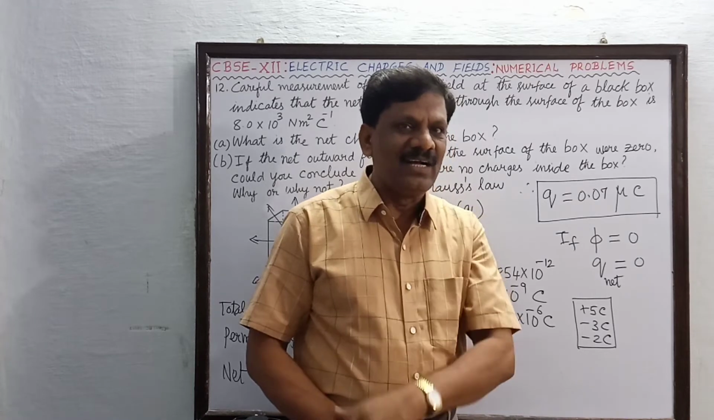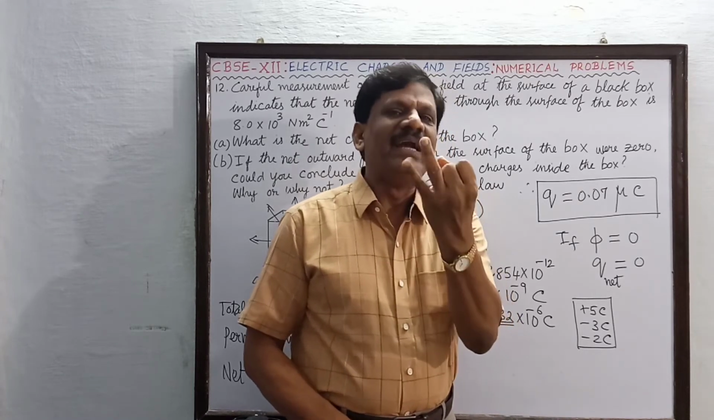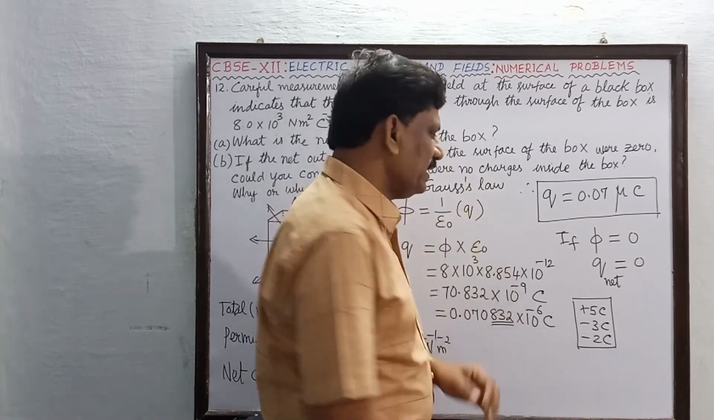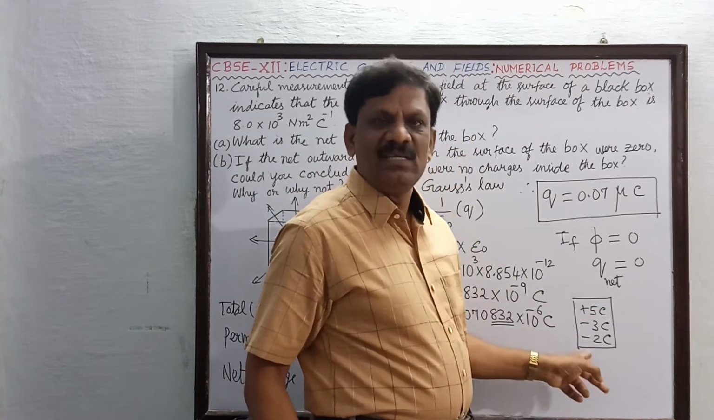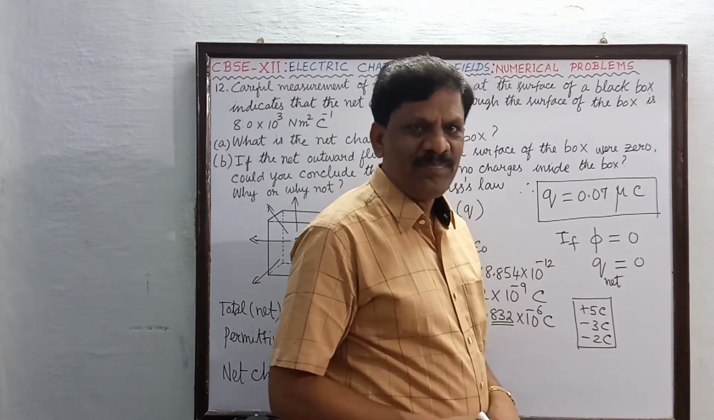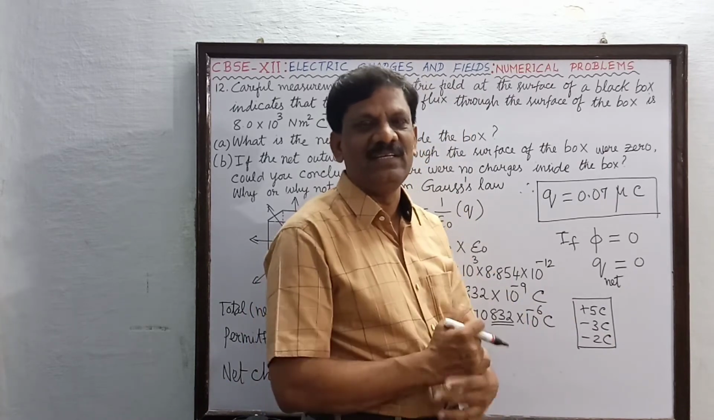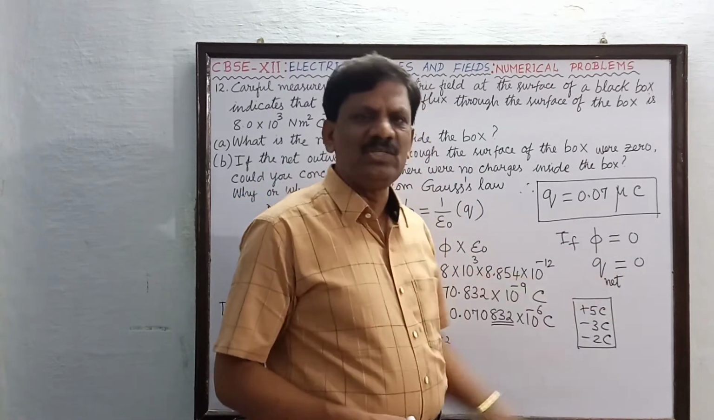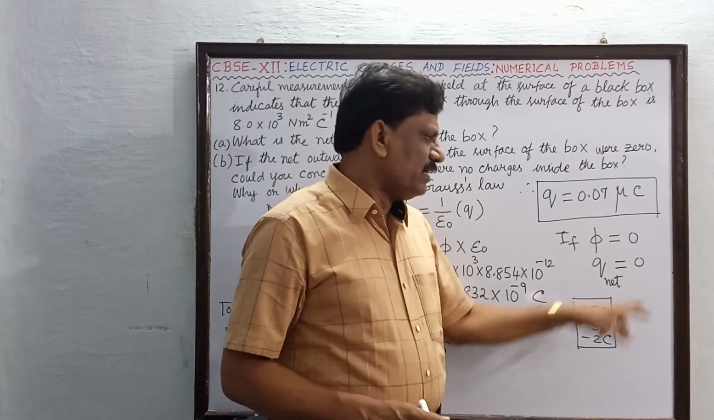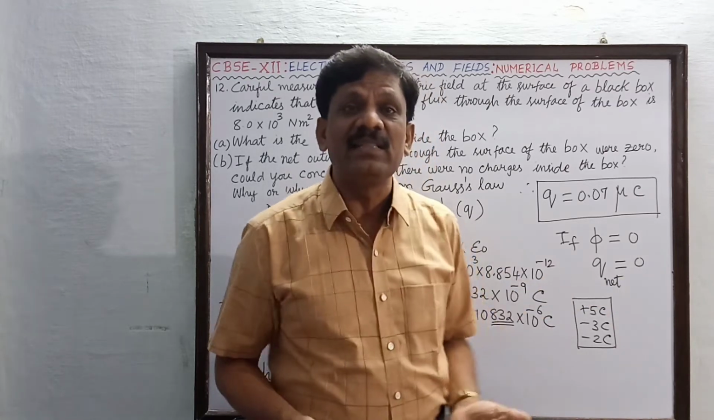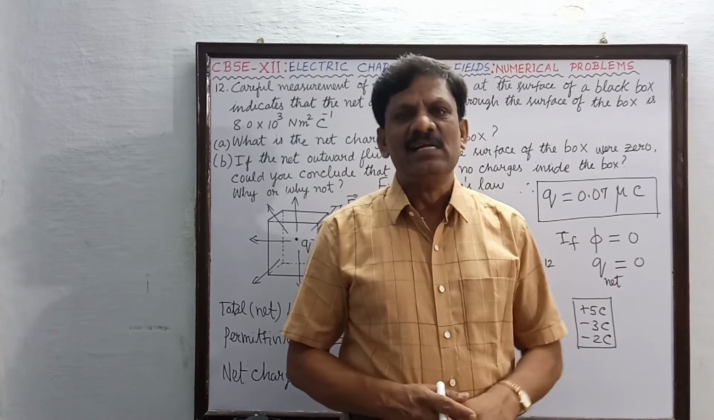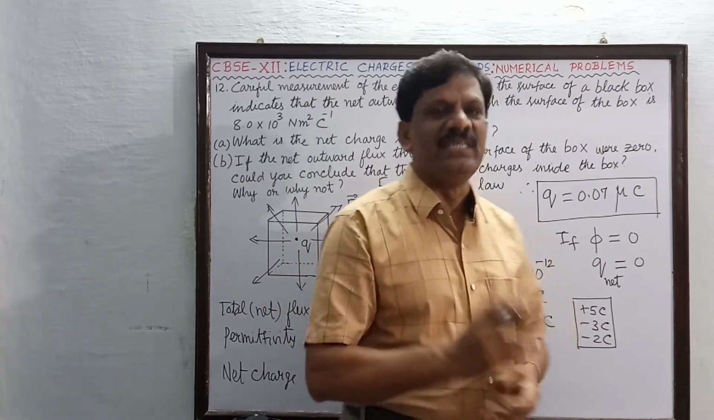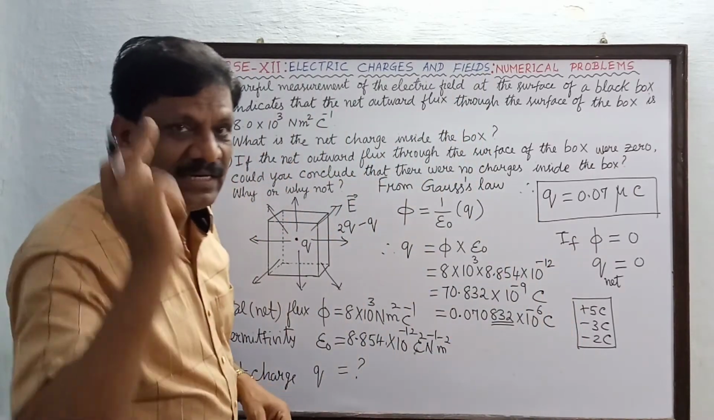But what is the net charge? Net charge: 5 minus 3 minus 2, 0 coulomb. Is it not? So in this case also the net charge is 0, but the individual charges are not 0. That is the question here. So if the net flux is equal to 0, it means the net charge only is equal to 0. Understand? So net charge equal to 0 means we cannot say that there are no charges present inside the container. Charges may be present, and the algebraic sum of the charges only is equal to 0. That is why the second part is an understanding level question.